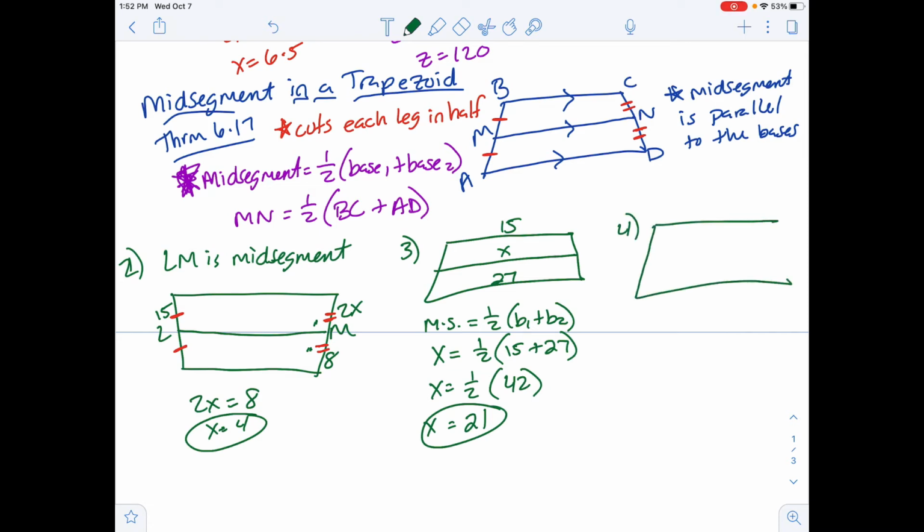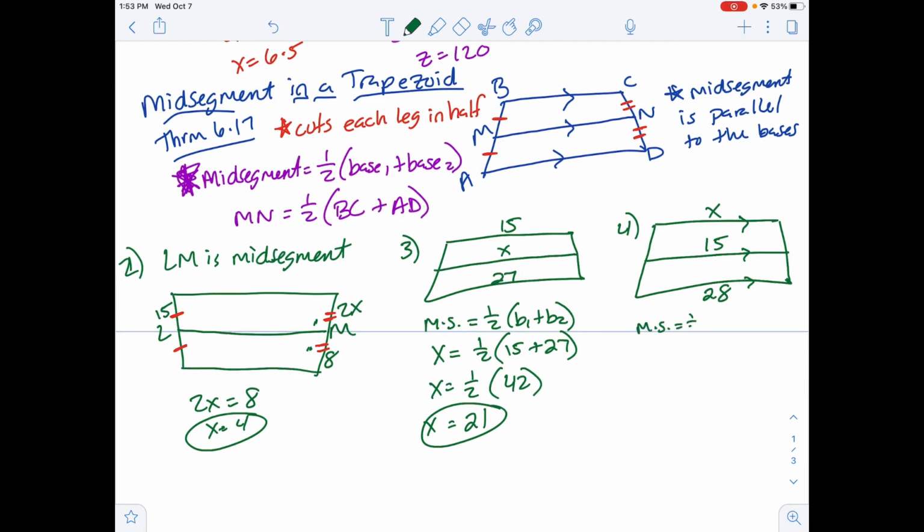Okay, last one is going to be a little bit different. This one, I'm going to have you solve for a base. Okay, so here's my mid-segment, it's 15, so I know that the mid-segment equals 1/2 of base 1 plus base 2. So what's it give me for my mid-segment? It gives me 15. What's it give me for one of the bases? X. What's it give me for the other base? 28. Go ahead and pause the video and solve for x.